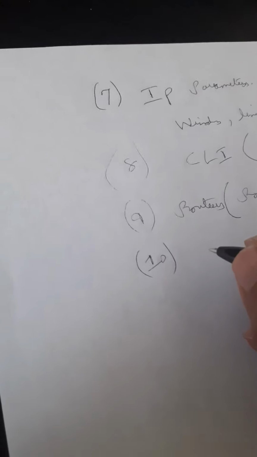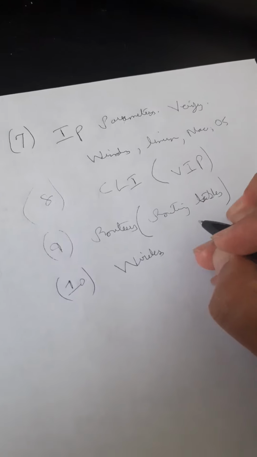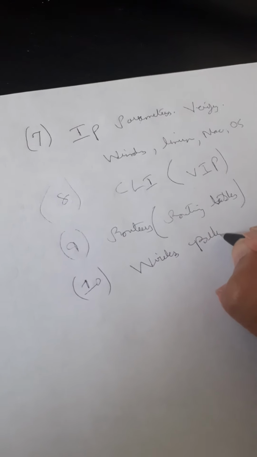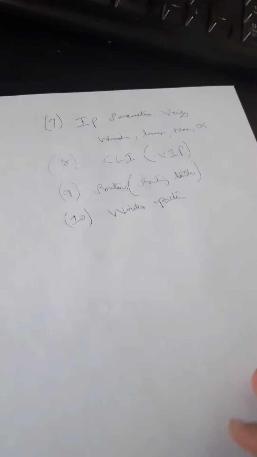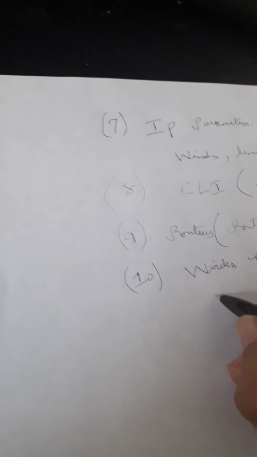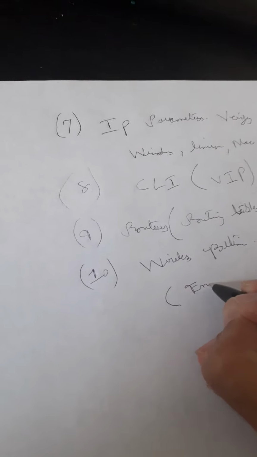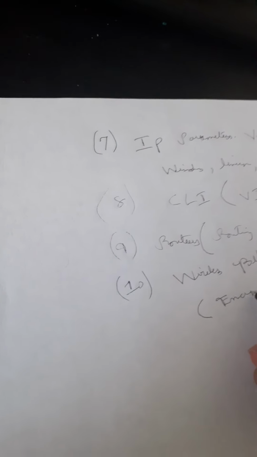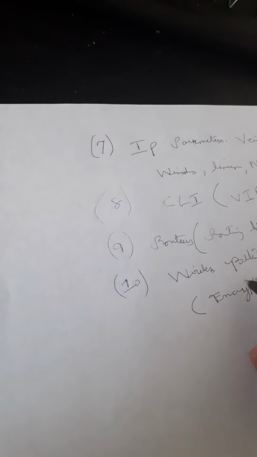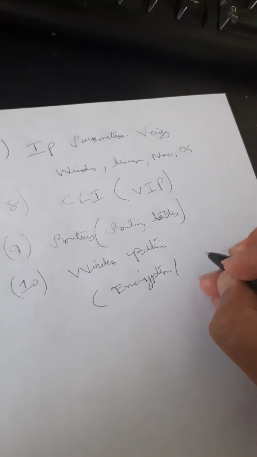Wireless, the wireless portion, as everyone knows, it was CWNA, Cisco Wireless Network Administrator course. Now that has come in this as well. So there is a wireless portion in which is everything to do with wireless. And then when I say wireless, there'll be encryption, algorithms.